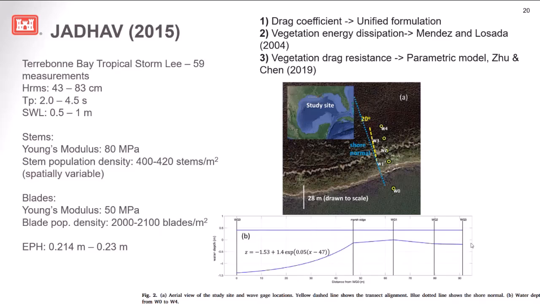Again, we're using the same formulation options that were chosen in the simulation. So the unified formulation for the drag coefficient, Mendez and Losada for vegetation energy dissipation, and parametric model for drag resistance.